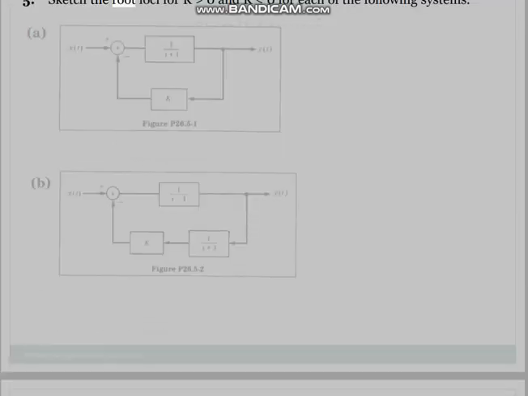5. Sketch the root loci for K greater than 0 and K less than 0 for each of the following systems: A, B.